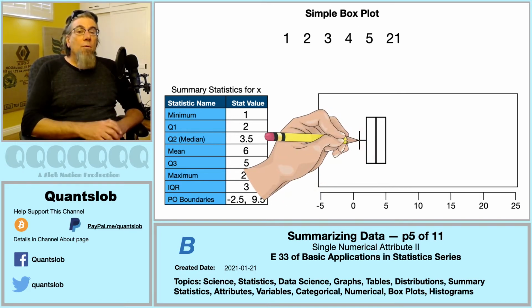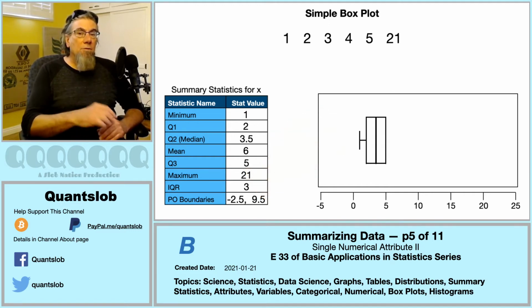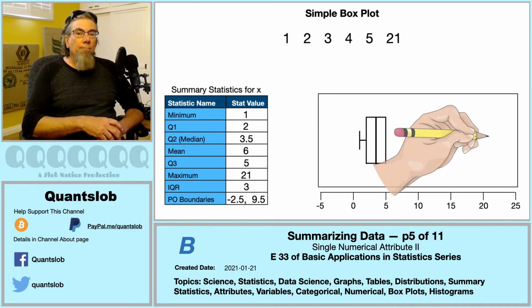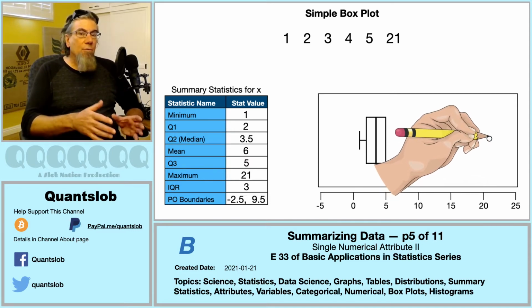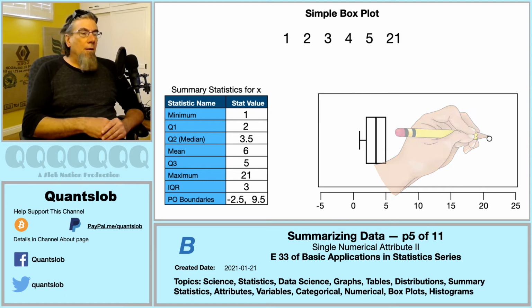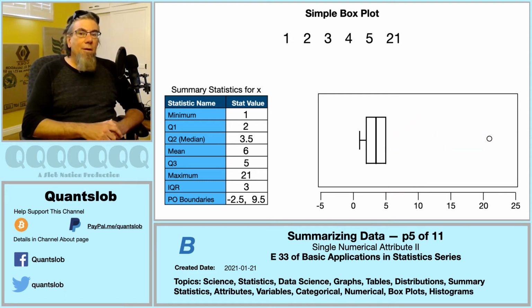Okay, our last order of business as far as the plotting region goes is to indicate our potential outliers. And here we have one, namely the value of 21. So I say we indicate this with a little circle, and we can also use a filled little circle or a star or an asterisk, pretty common. And there we have it. Pretty sweet, huh?